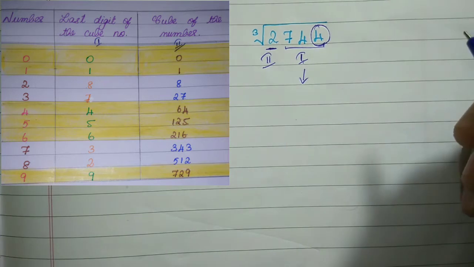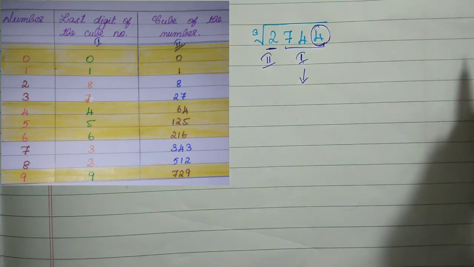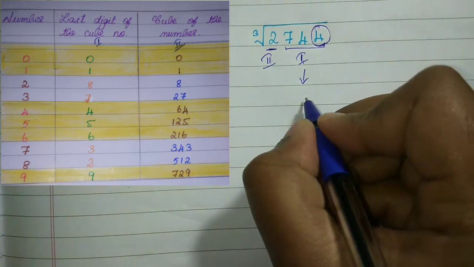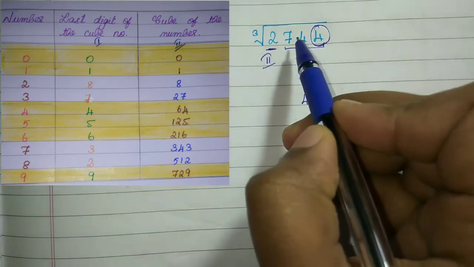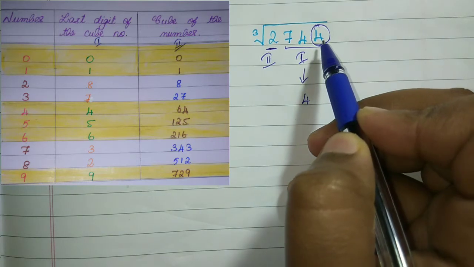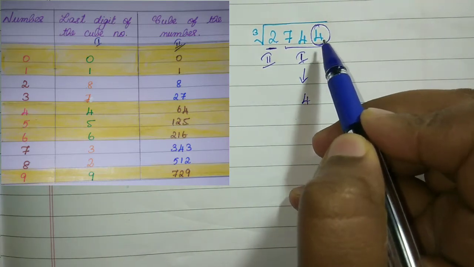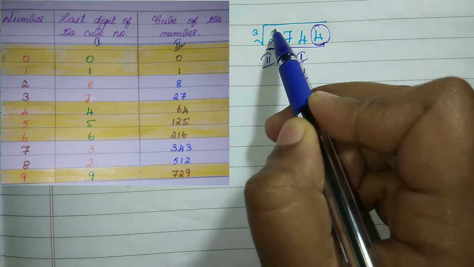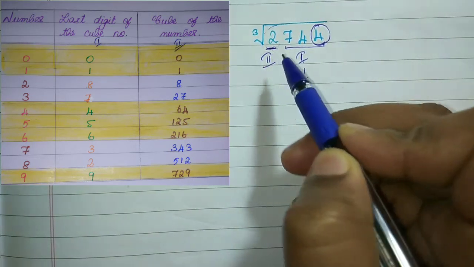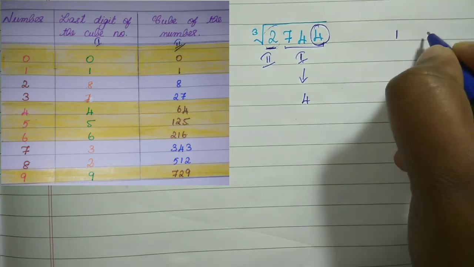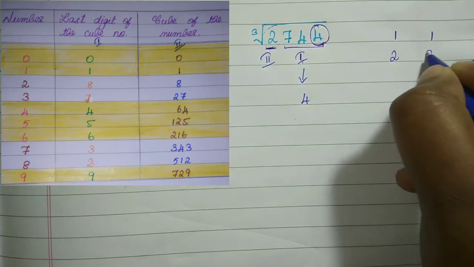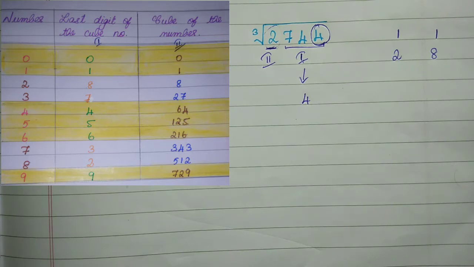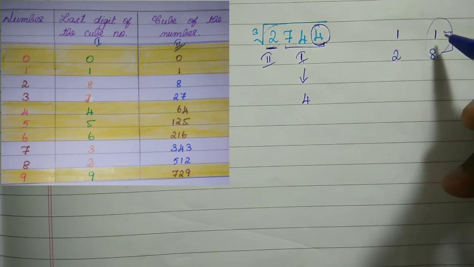I have already told you that a cube number ending with 4 comes from 4 only. So you can just write 4 over here. You need not worry about these two numbers. Only the last digit is needed. And now you have to check this number. So this is 2. We know that the cube of 1 is 1 and the cube of 2 is 8. Is there any 2 in this column? No. So what will we do now? We will check where 2 lies. Where does 2 lie? In between 1 and 8.